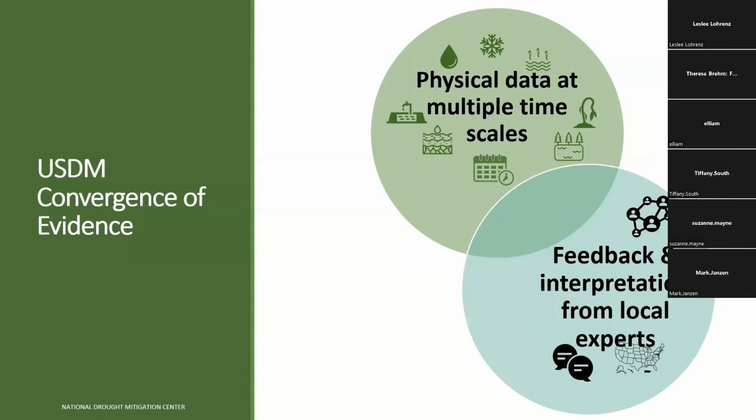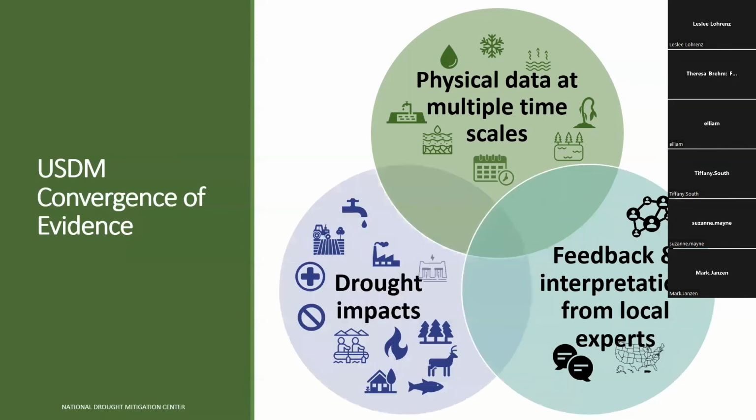So we start with the physical data. We look at that feedback from our local experts, and we look at the drought impacts. And what we're looking for, ideally, is that sweet spot where we have all of those telling us the same story. And so ideally, that's what we want.